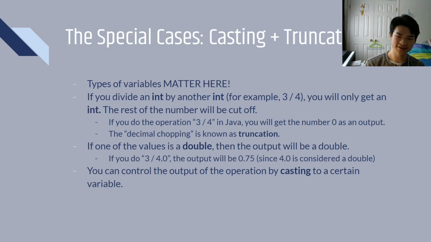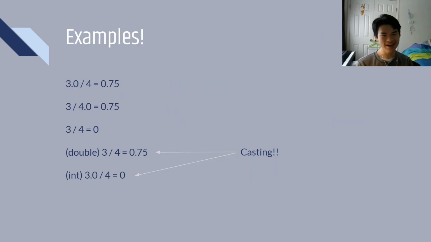If one of the values is a double, then the output will also be a double. So you can do something like 3 divided by 4.0, and since 4.0 is a double, the output will actually be 0.75. You can also control the output of the operation by casting to a certain type, for example, casting to an int or casting to a double. Now, that probably didn't make any sense, so we have some examples in the next slide.